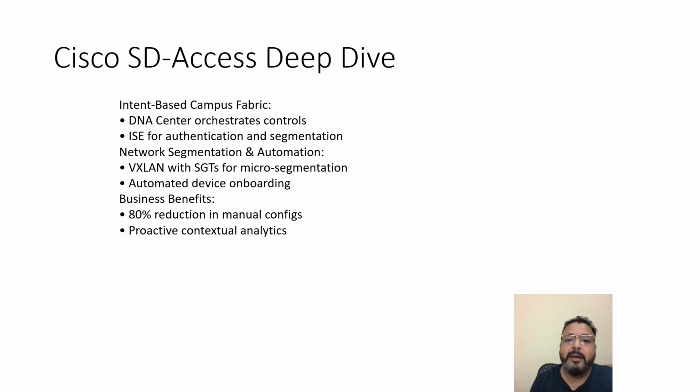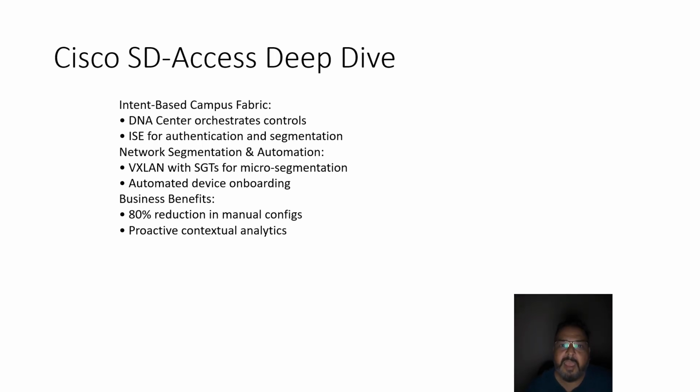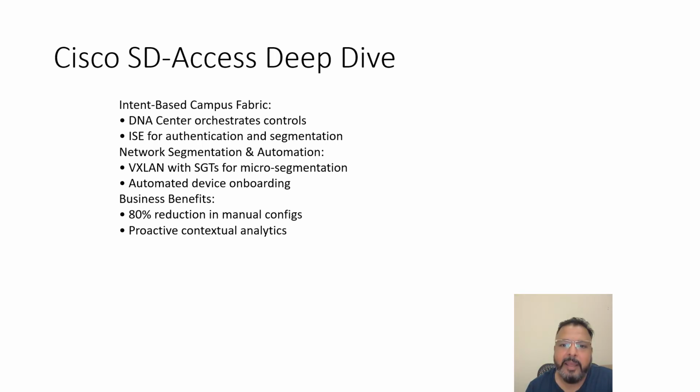So you decide one rule. Let's say faculty devices can access the research database only, or maybe student devices can get internet only. So DNA Center translates these rules into thousands of tiny instructions. It is called micro-segmentation policy, and it happens automatically.